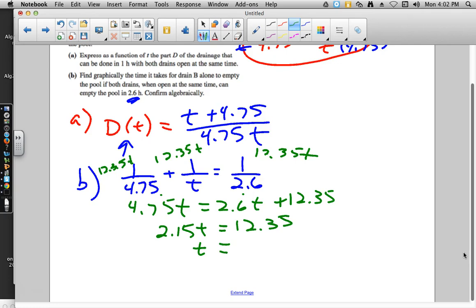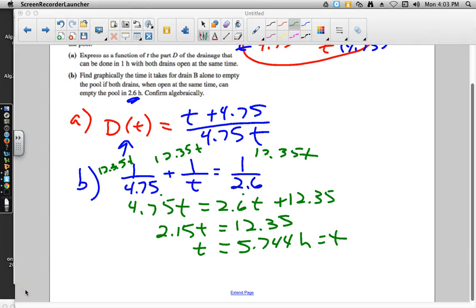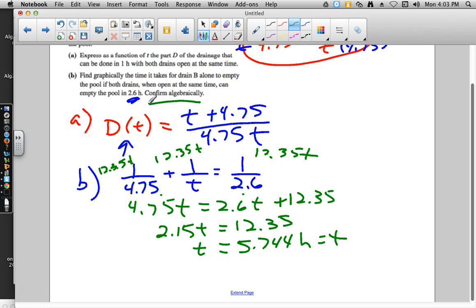And we divide to get 5.744 H, which stands for hours in this case. It did say find it graphically, so you can verify this on your graphing calculator and make sure everything's going to work here. But I'm just going to do it algebraically for you. And I actually would confirm it graphically instead of confirming it algebraically. I would do it algebraically and confirm that graphically. So I'm not going to waste your time by putting that into the graphing calculator. You guys can do that.